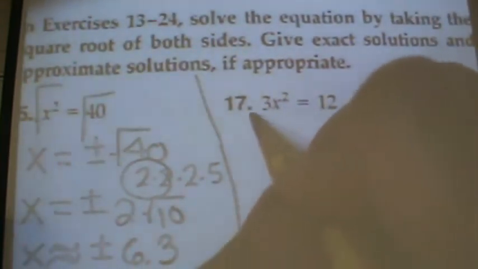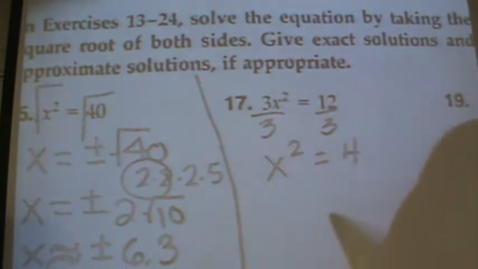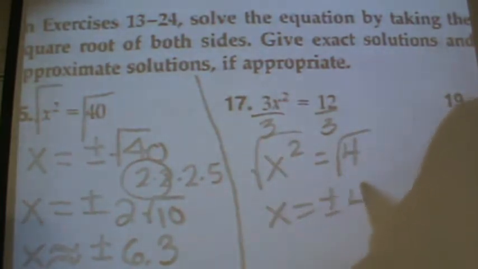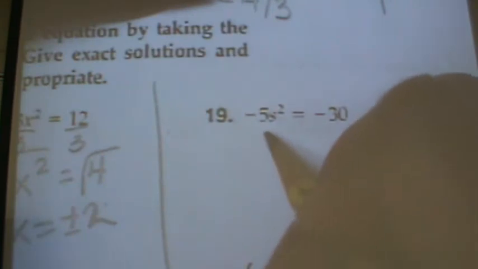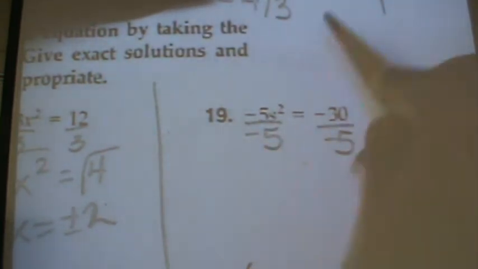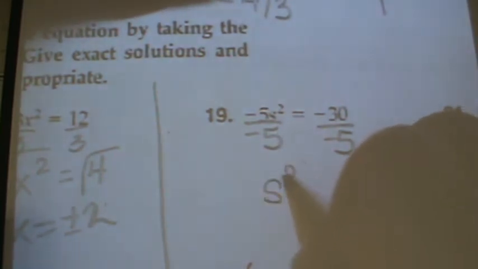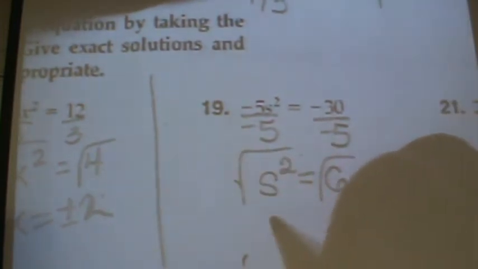Divide. And then what? Root 2. Plus or minus root 2. Next one. Can you divide by -5? Yeah, divide by -5. And what do you get? I think that's an S. Root 6. Plus or minus root 6. Okay, so plus or minus root 6.